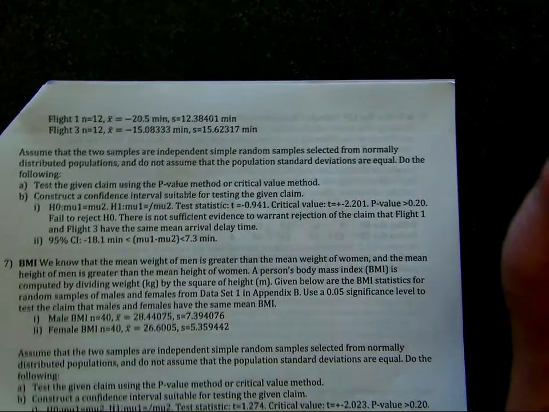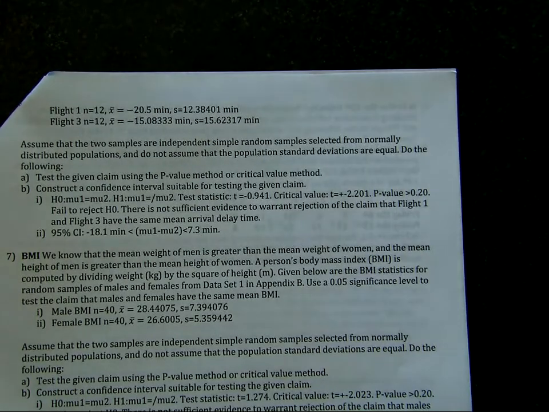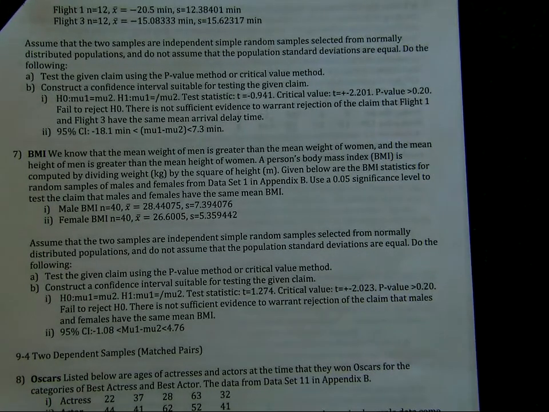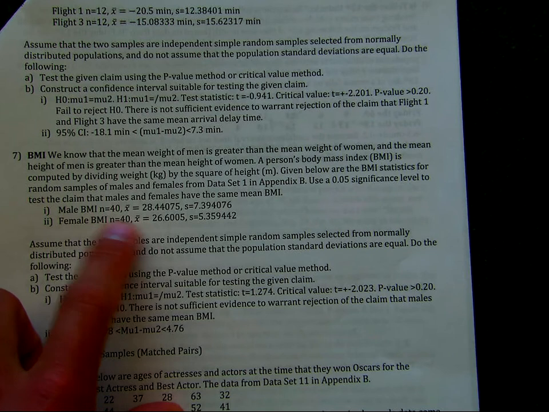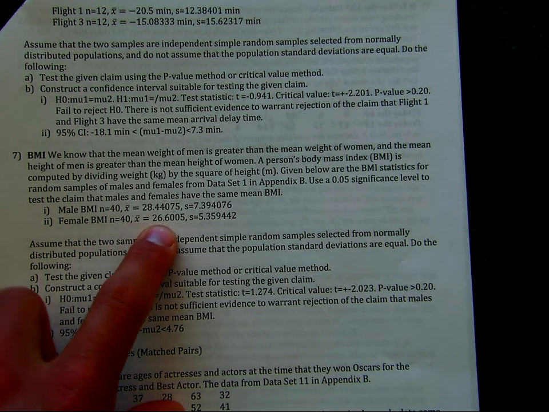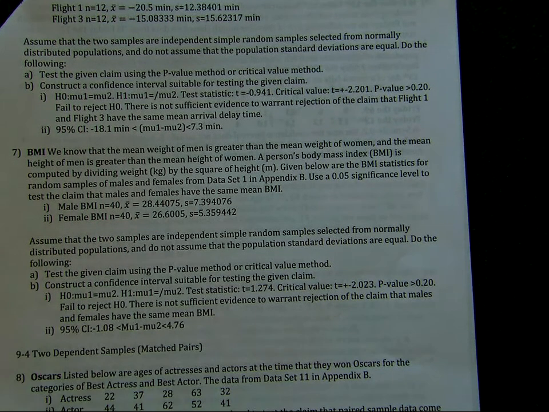All right. Number 7, we have BMI, body mass index. It's computed by dividing weight by the square of the height of someone. And so we have the male BMI and the female BMI, and we have their respective values here, right? So assume that the two samples are independent, simple random samples from normally distributed populations. Do not assume the population standard deviations are equal.